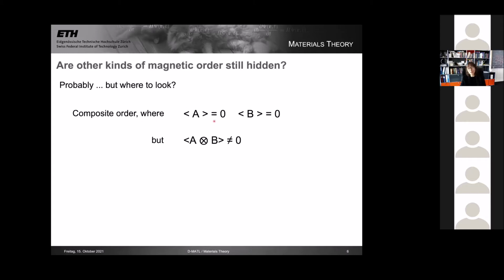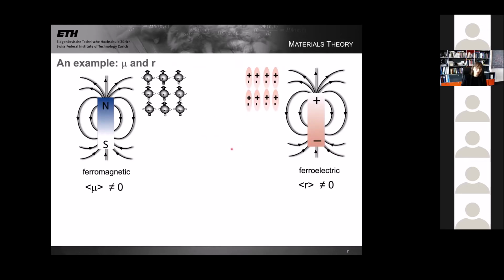By a composite order, I mean a kind of order where the expectation value of one property is 0, say the expectation value of the magnetic moment might be 0. The expectation value of a second property is also 0, but some kind of product expectation value of the two operators will be non-zero. Let me give you an example. For the whole talk, I'm going to refer to the example of the composite of magnetic dipole moment, dipole mu, and electric dipole moment R.